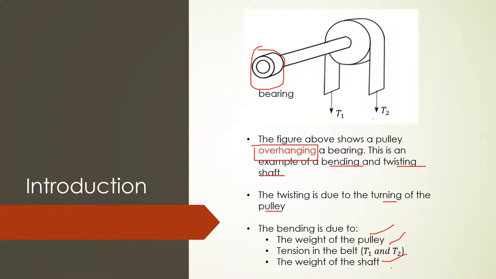So the load is obviously the weight of the shaft plus the tensions on the belt, which is T1 plus T2, if you remember your basics there. All right, can I move on from here?